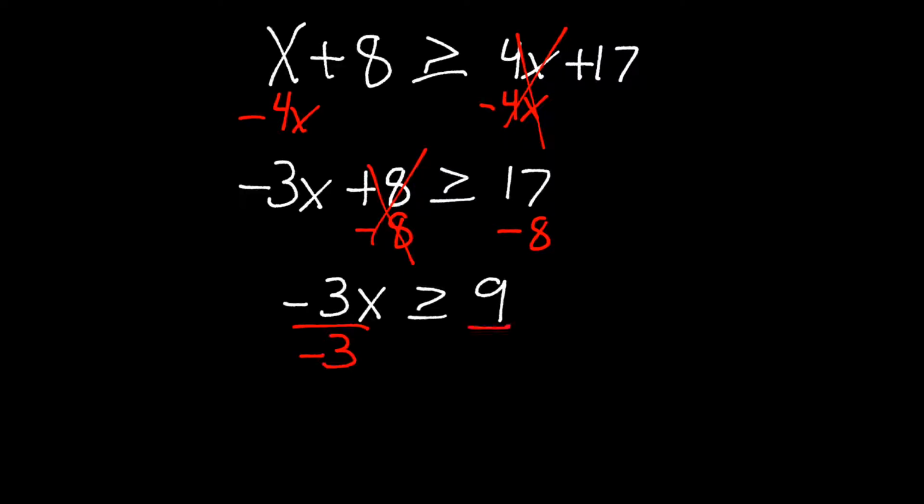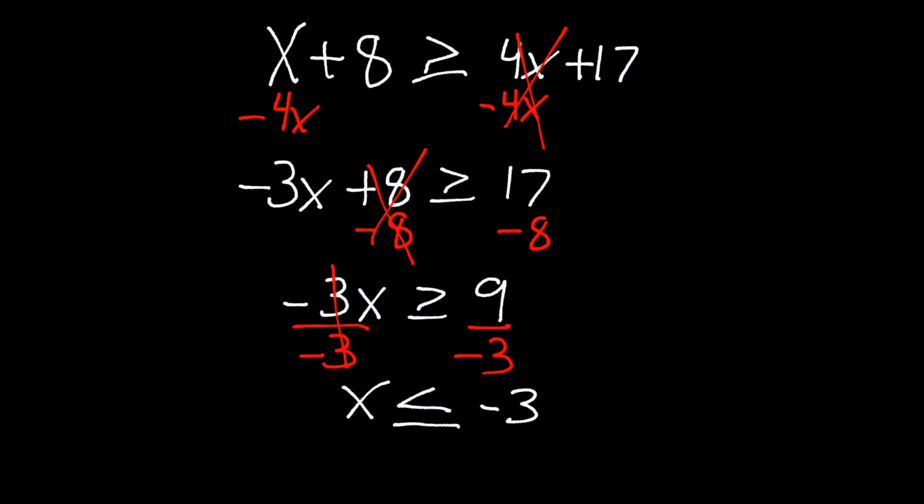But since this is an inequality, we have to be mindful of something. In an inequality, when we divide by a negative number, our inequality sign flips. It changes direction. So right now it is greater than or equal to, but since I'm dividing by a negative 3, it is going to turn into a less than or equal sign. Dividing by a negative flips your inequality. And that gives us an answer of x is less than or equal to negative 3. And we've solved that inequality.